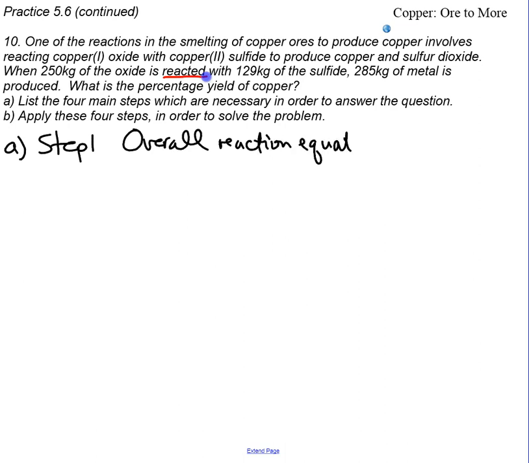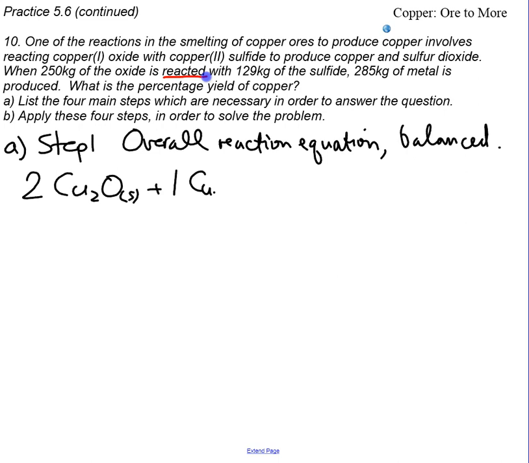So we're going to do that. We get some practice with writing balanced reaction equations. Now, in the textbook, it's shown for you, so that's obviously not going to require much more than just copying it out. So we have the 2 copper 1 oxide relative to 1 unit of copper 1 sulfide, producing 6 moles of copper in its elemental state, and then sulfur dioxide gas. So the balanced reaction equation is step 1.